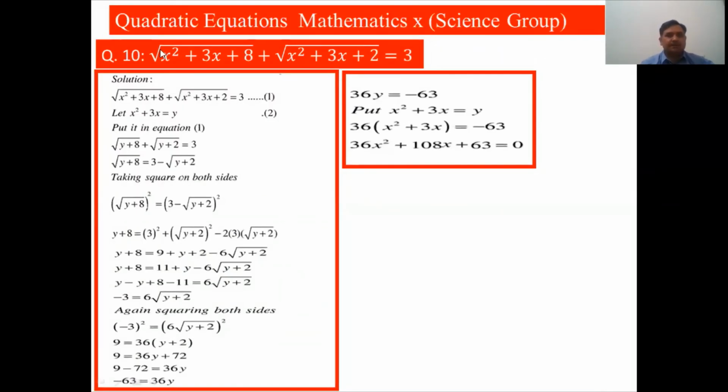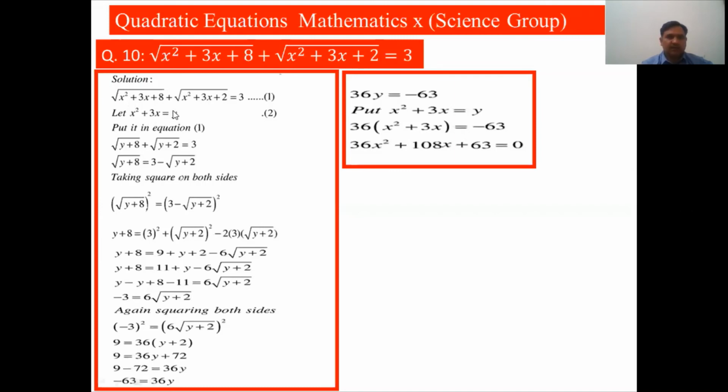Question number 10. Again, this is a radical equation of type 3. Here is x square plus 3x, and in this radical sign we have x square plus 3x. So we have to replace it. Let x square plus 3x be equal to y.